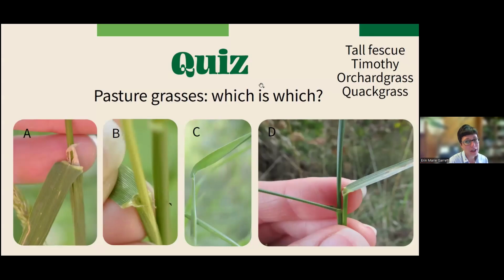Okay, I'm going to give you another tricky quiz. We're going to use just some vegetative characteristics. I put the answers up at the top because there's four possible ones, which I realize my face might be covering them. So tall fescue, timothy, orchardgrass, and quackgrass. Go ahead and put your guesses, A, B, C, and D in the chat. And then we'll just have two more grasses and we'll wrap up for today. So go ahead, take a minute. Tall fescue, timothy, orchard, and quack.